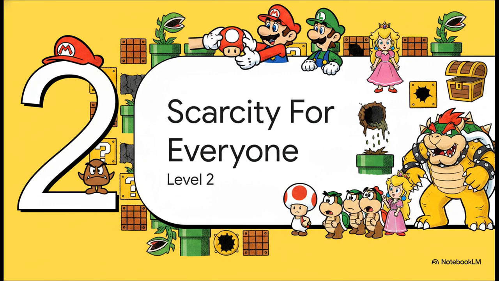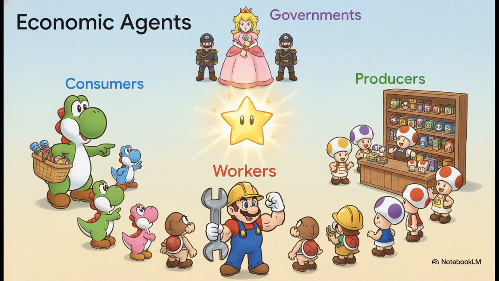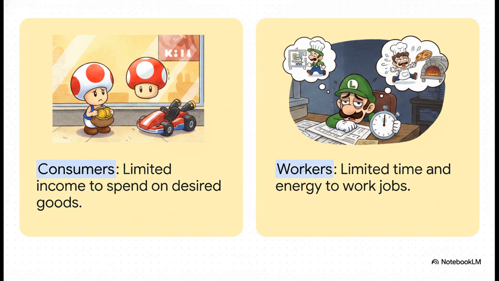Because scarcity doesn't just affect one player, it affects every single character in the game. What's truly fascinating here is how all 4 main players, or economic agents as we call them, are actively battling scarcity in their own unique ways. We've got consumers, workers, producers, and governments. And guess what? None of them have a cheat code. Every single one of them is totally bound by limited resources. Let's look a bit closer at the first 2.